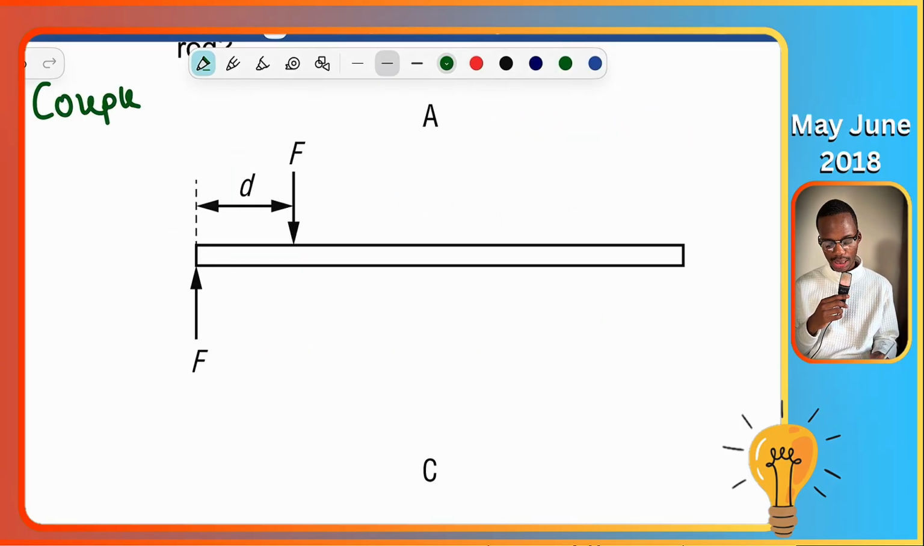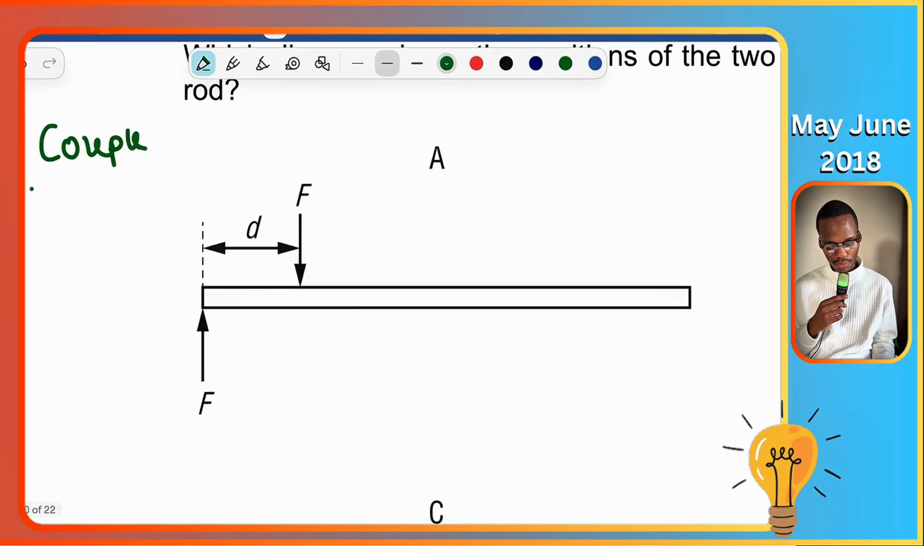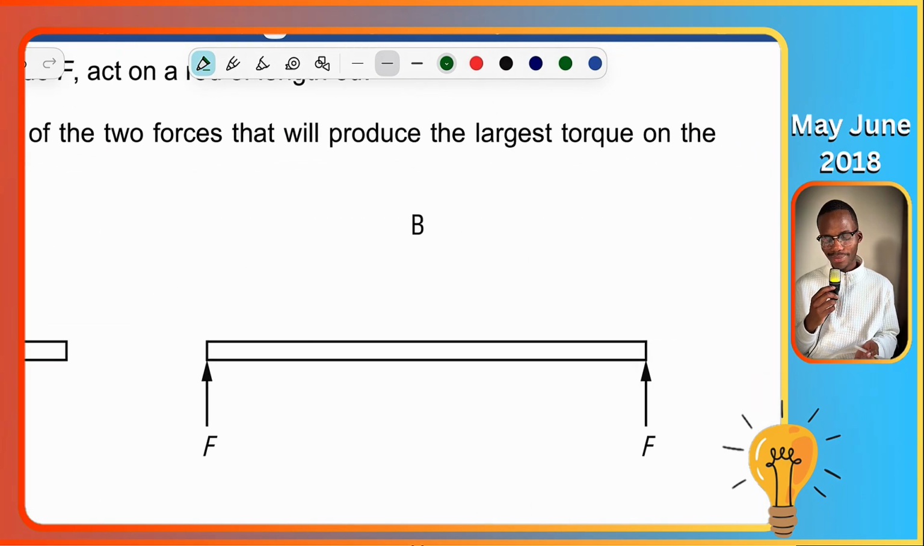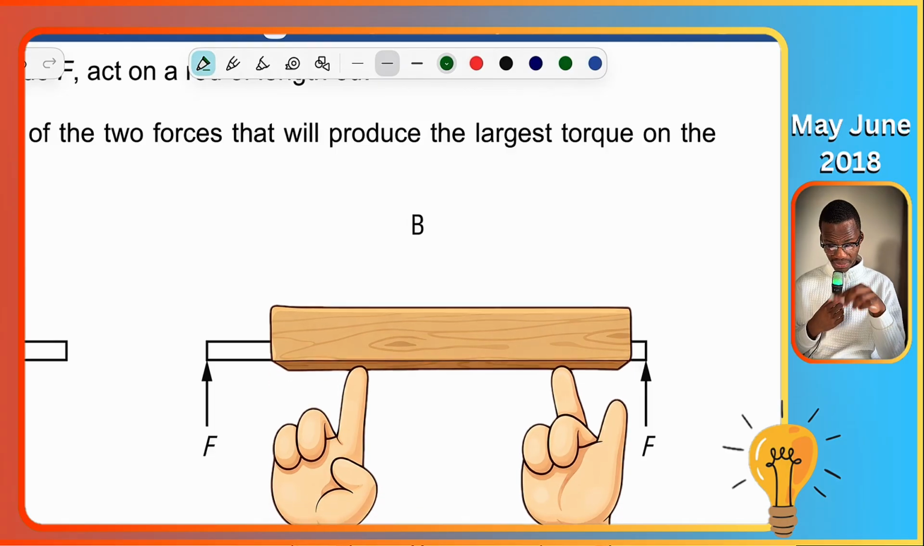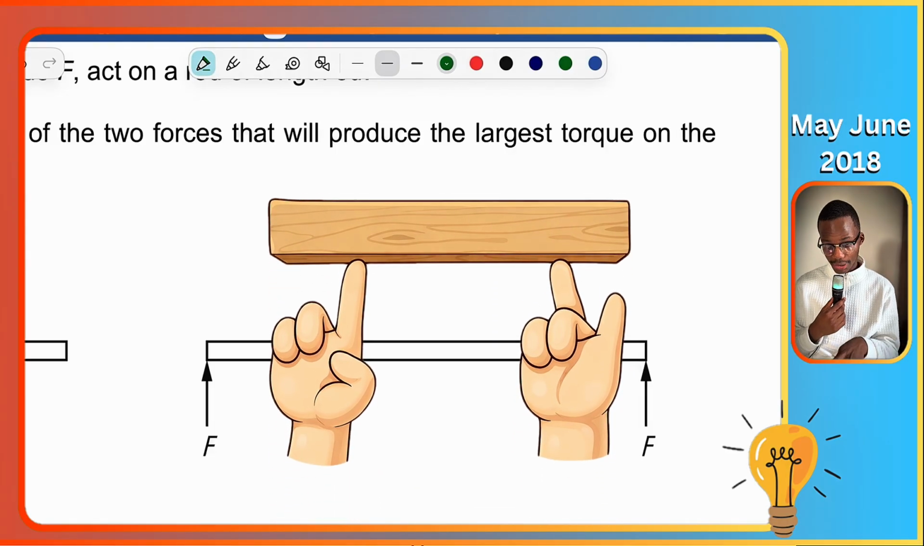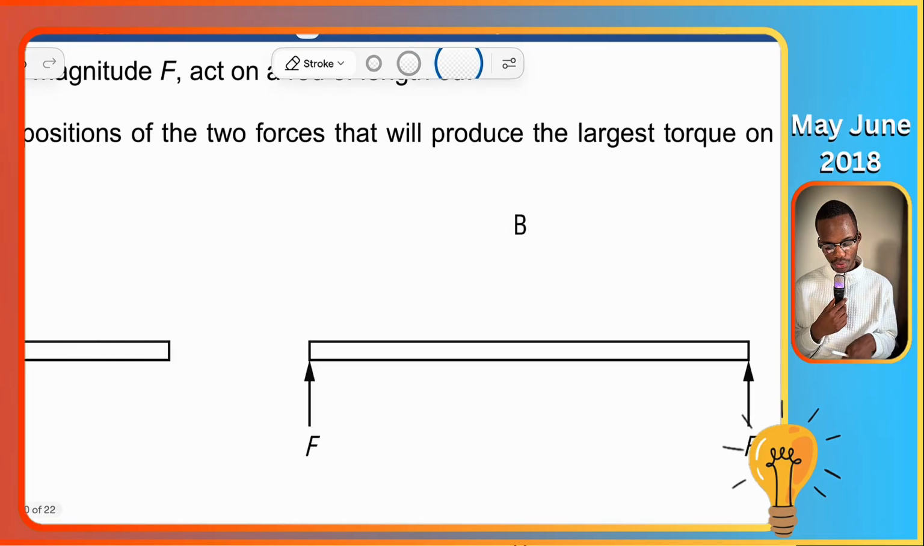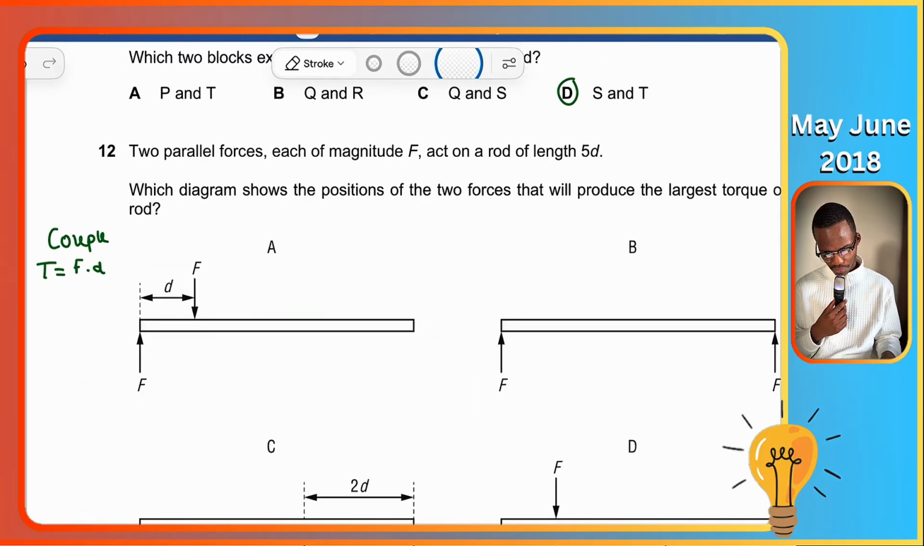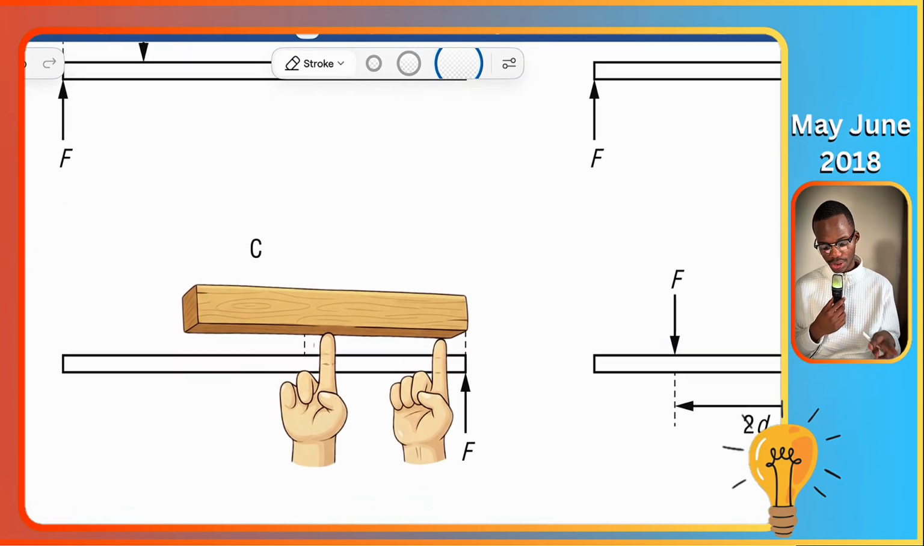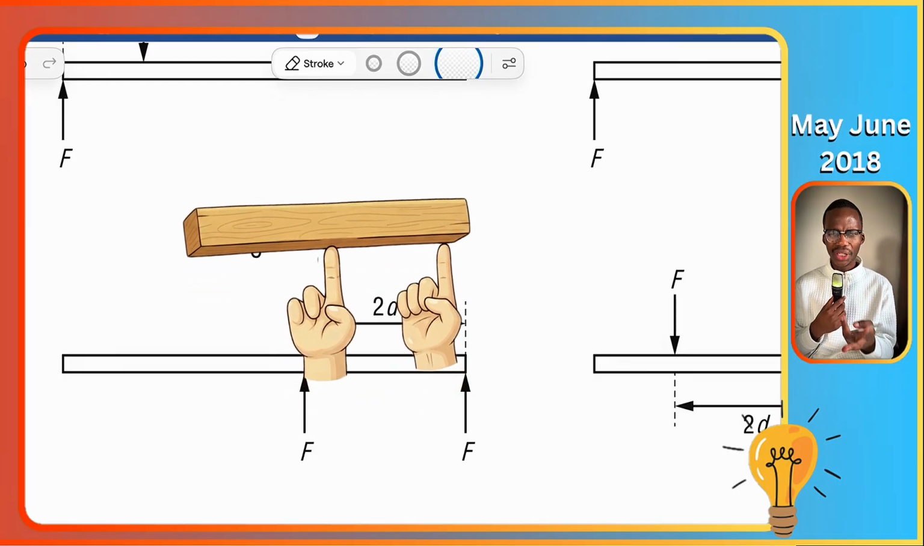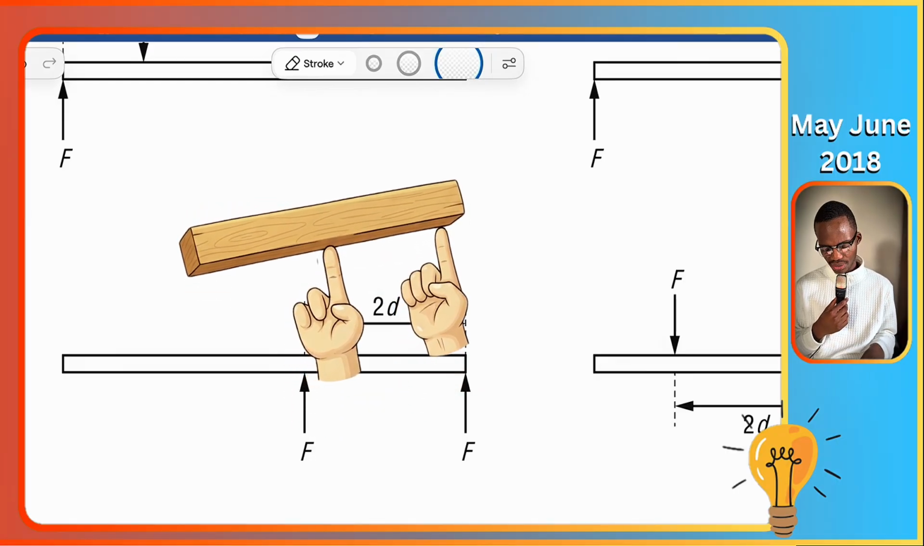So for this kind of couple, A serves as a couple. The torque for a couple is going to be one of the forces times the distance between those two forces. That's what you do for a couple. So in this case, we have F times d. If we look at B, this thing is not going to rotate. Torque is concerned with rotation. So take a pen, push it from both ends, it's not going to rotate. If you do this, you're going to find out the pen is going to rotate. The same is for C, it's not going to rotate. It might rotate, but it's not the same.